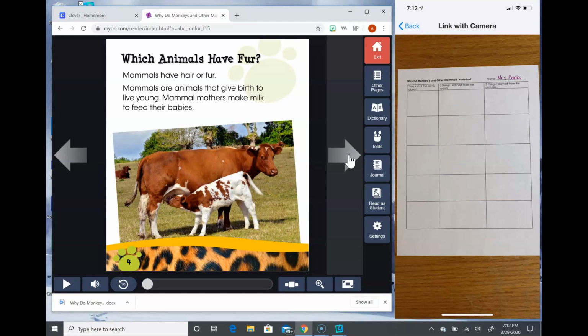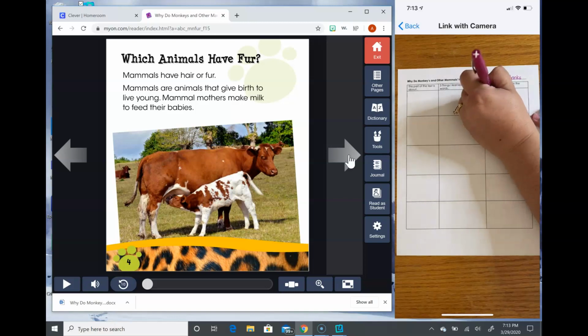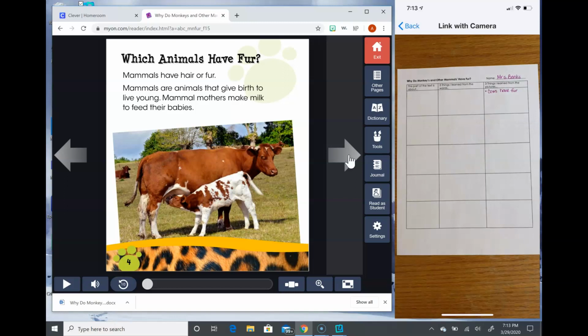Boys and girls, I can already see that it says which animals have fur. So this first section has a heading that can help me out. Which animals have fur? Well, I am already looking at the picture and seeing that cows have fur. So I'm going to go ahead and put that. Cows have fur. I can tell that is one detail already, right?